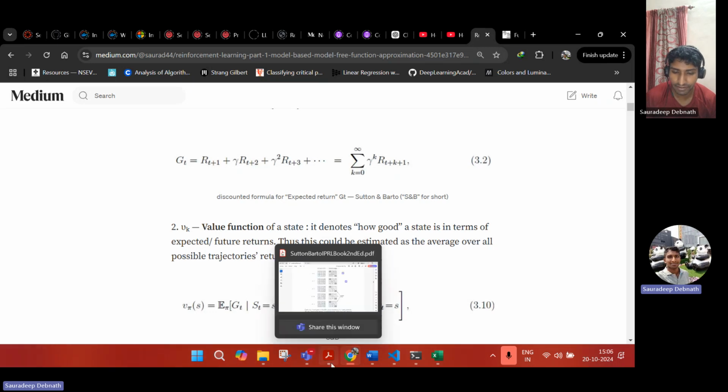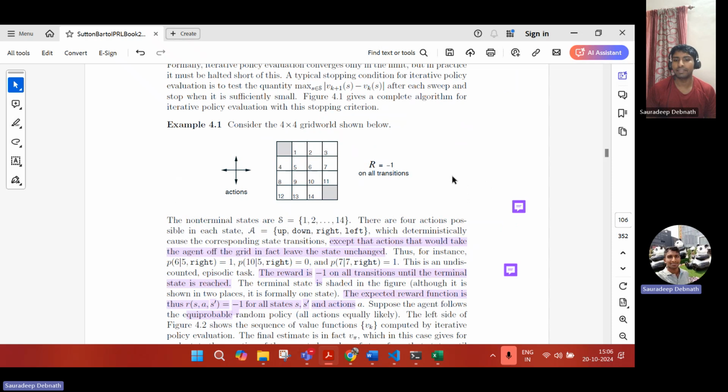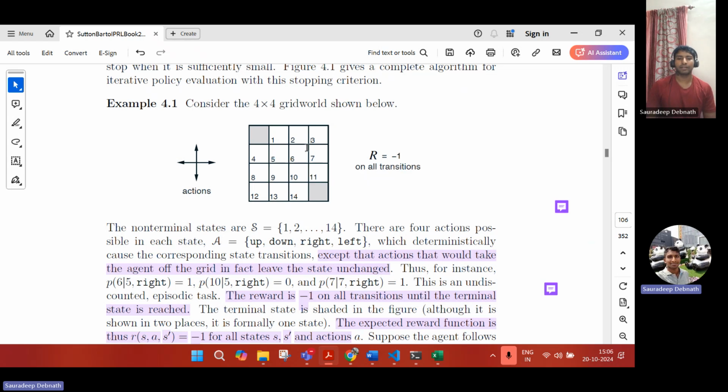For example, if I just go back to this grid world, initially we are at a random policy. Suppose I am at 5. I could go either way, up, down, left, right. And based on what action I take, it will lead me to a different trajectory. Each of these trajectories will have a different return or sum of rewards. If I just average them out, that would give me the value of 5. So that's the value function.